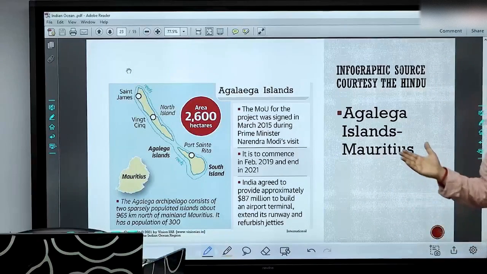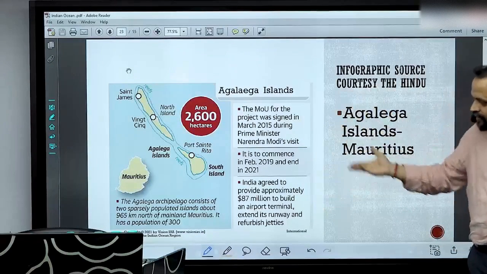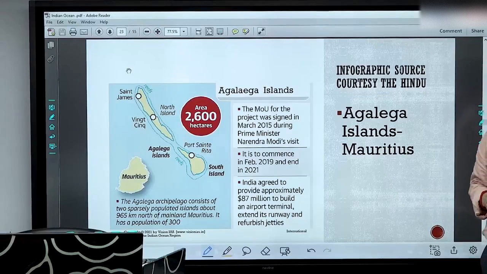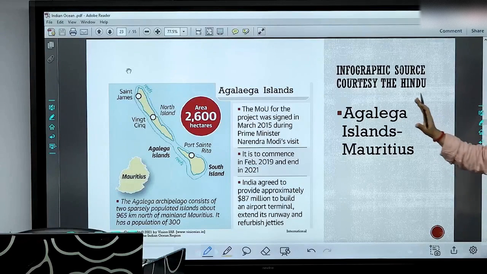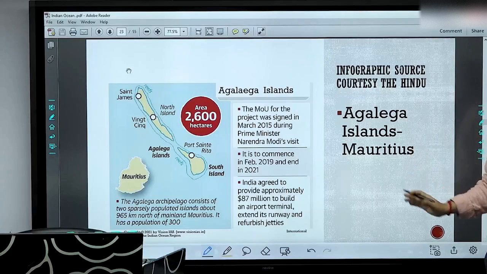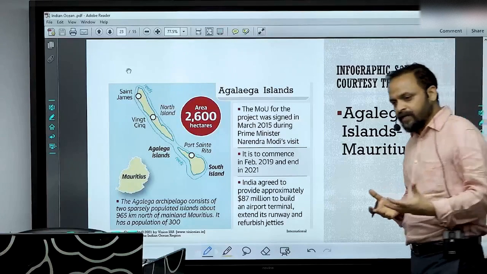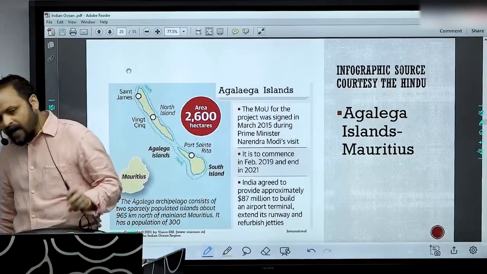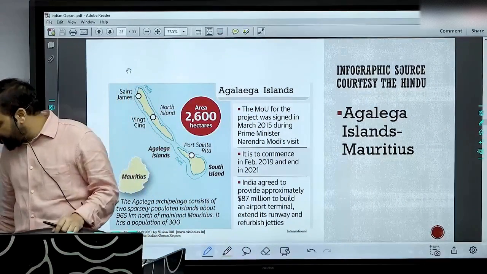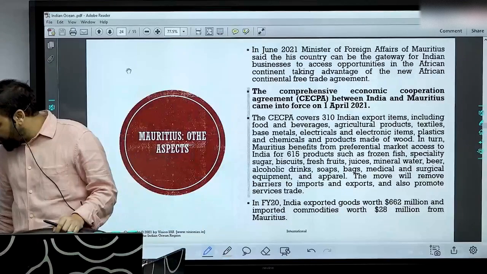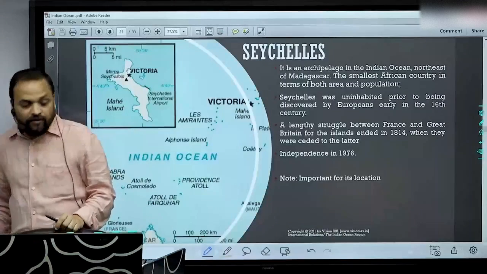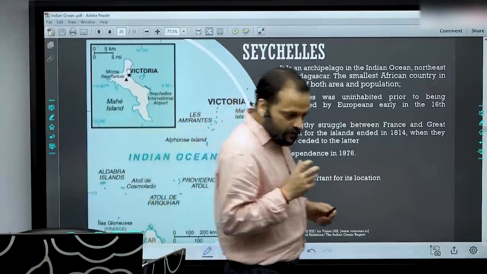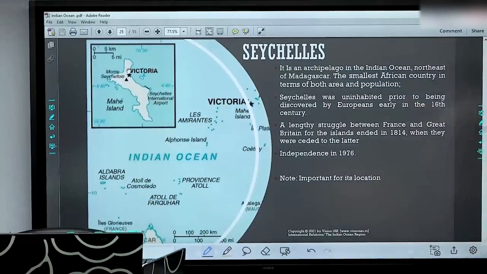Maritime infrastructure. So if you are reading the newspaper, you will come across this kind of thing, all right? But again, what is important? The important thing is location wise, Agalega Islands are in Mauritius. Agalega Islands is important because India is developing a maritime infrastructure in this particular region. And largely, strategically, it is part of India's Sagar approach, part of India's approach in terms of being a net security provider.